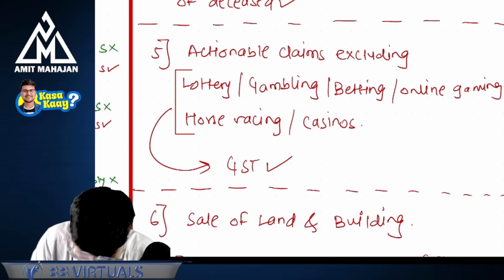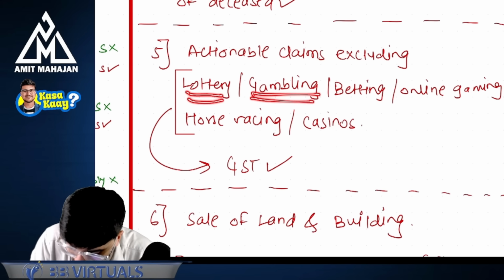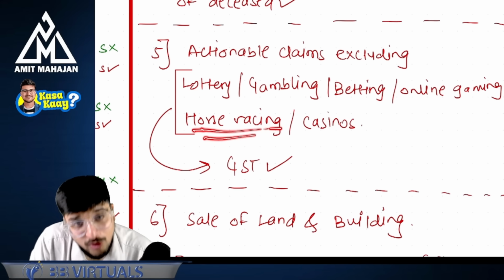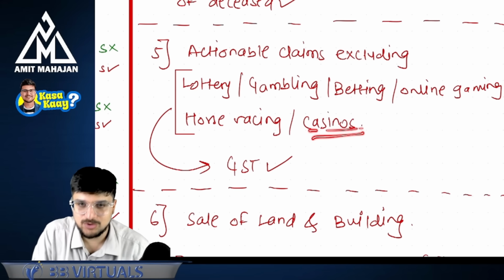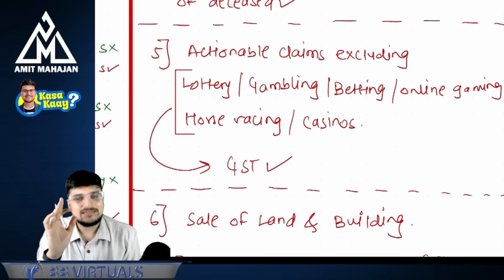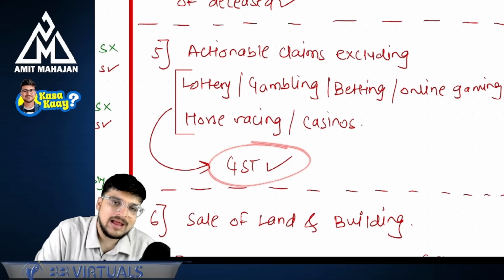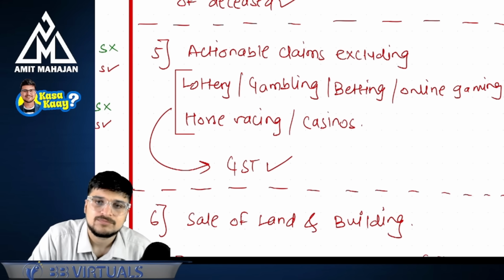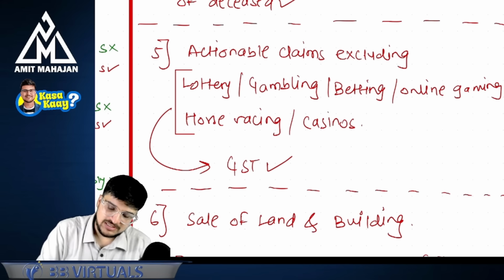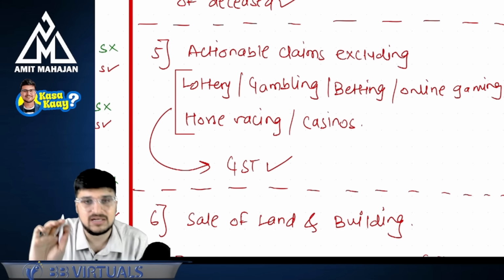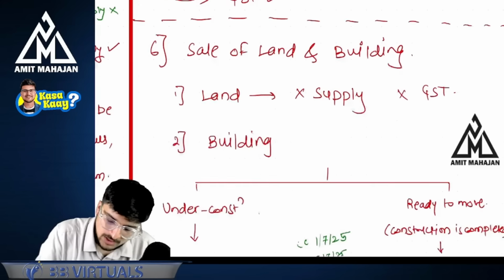Number one, if it is lottery, gambling, betting, online gaming, horse racing, and casinos. If you are having these transactions, then it will be considered as supply and GST will be applicable. Understanding? Sure. So this is not there in the negative list. They have removed these points from the negative list.